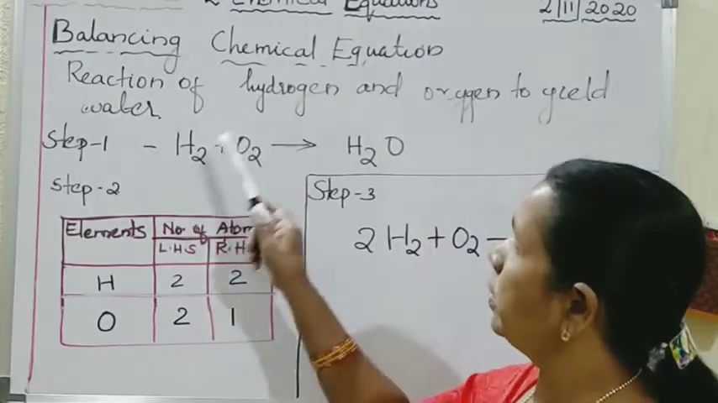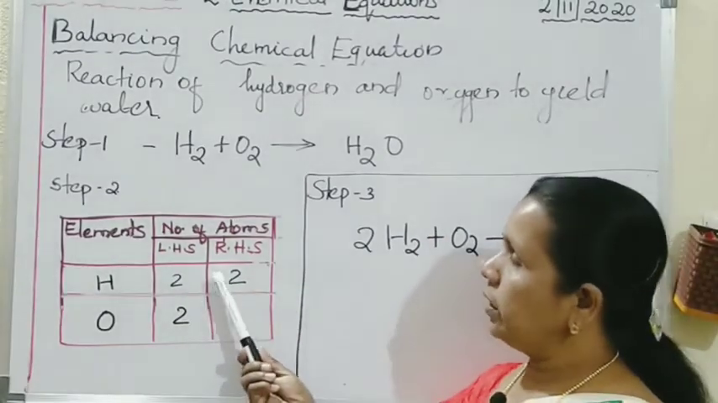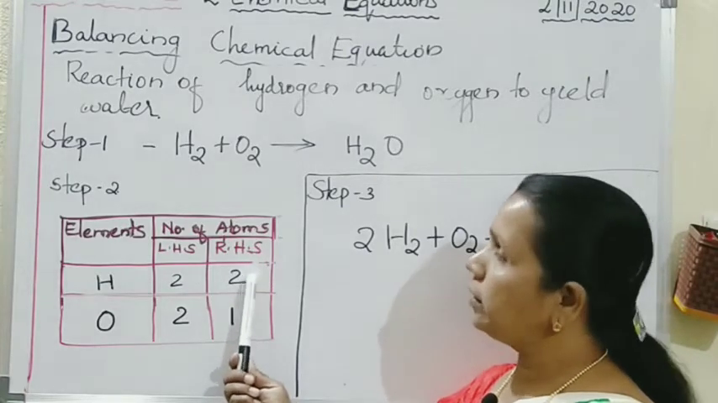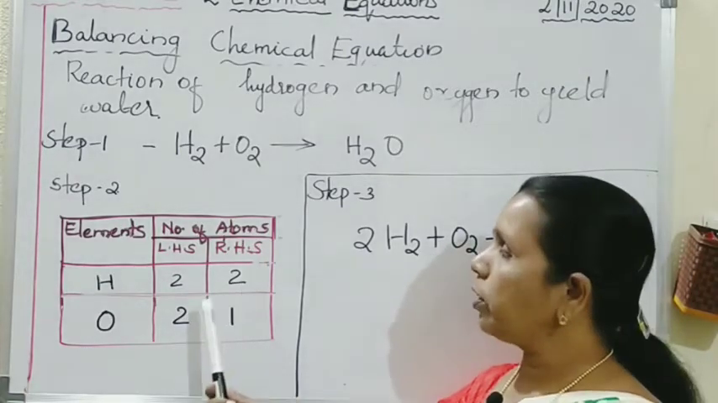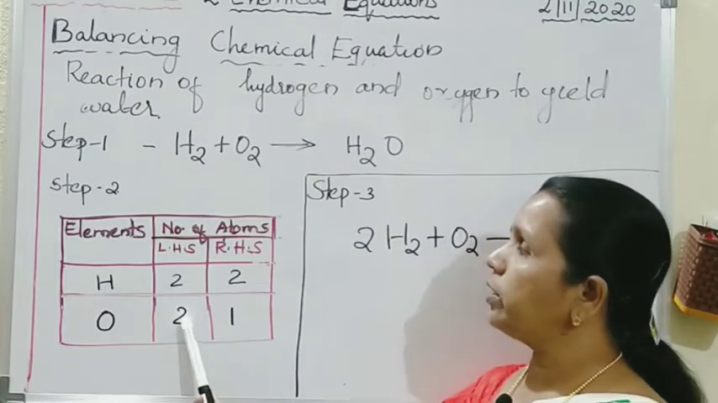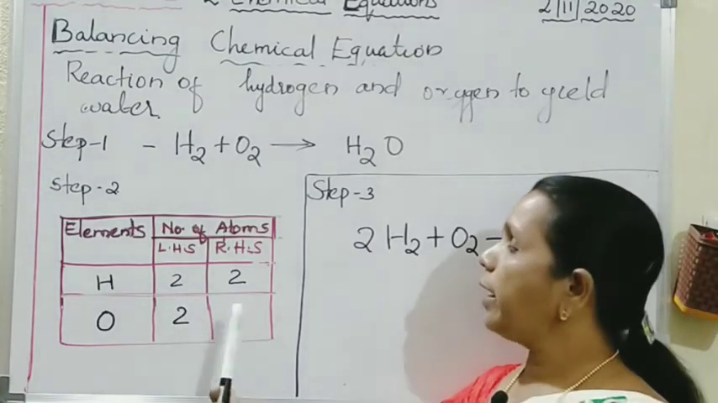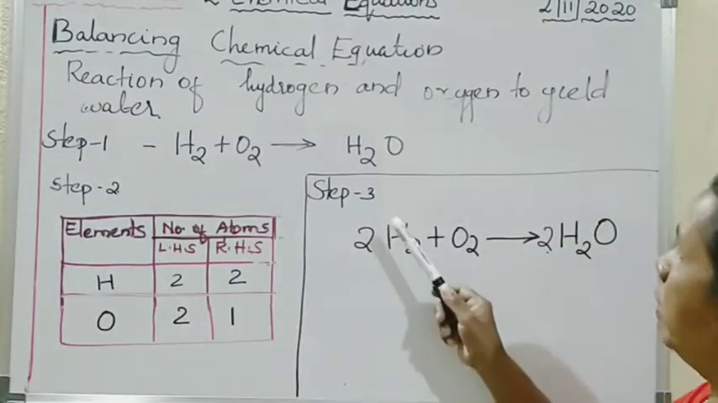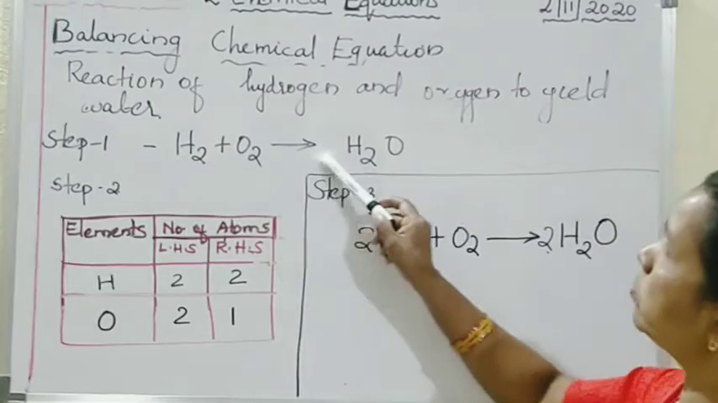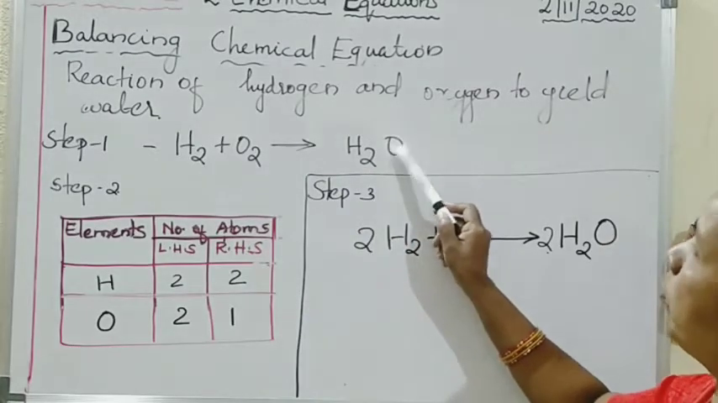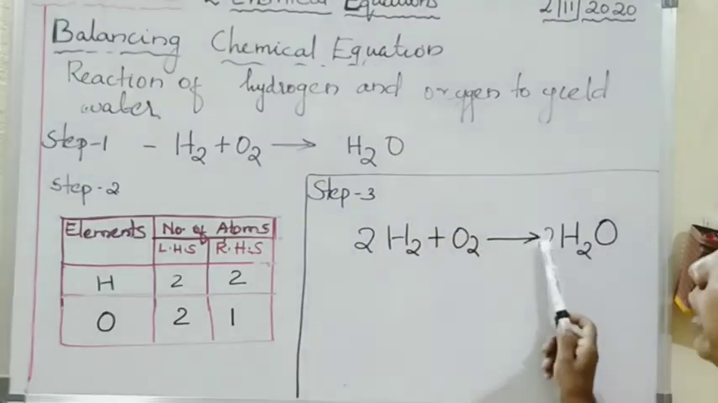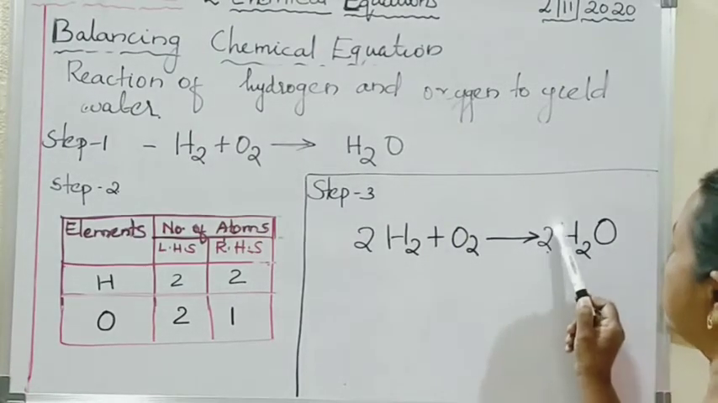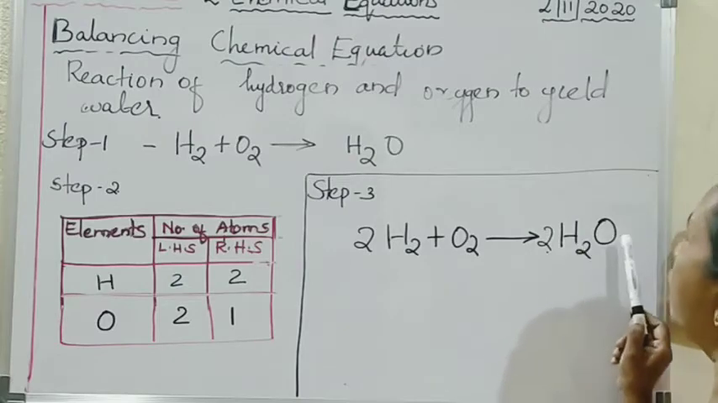You see the 2 hydrogen atoms are there on the left side and the right side. Therefore hydrogen is already balanced. But coming to oxygen, in LHS it is 2 and in RHS it is 1 only. Then what do we have to do? In H2 plus O2 gives H2O, there is 1 oxygen only. Therefore we have to add 2 as the coefficient.